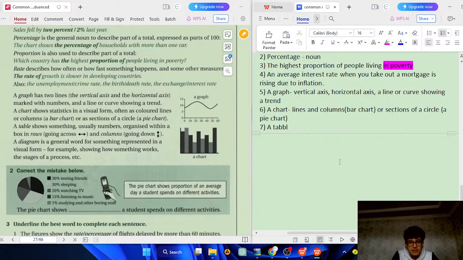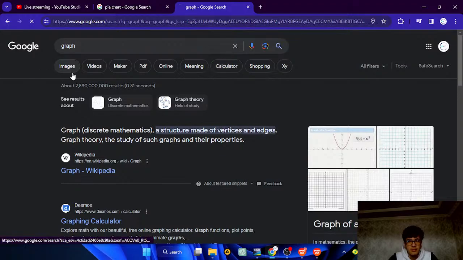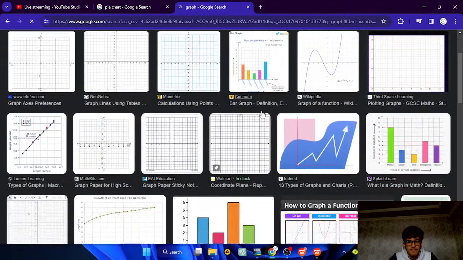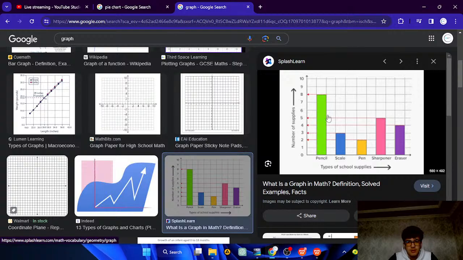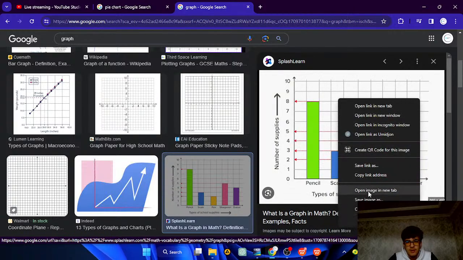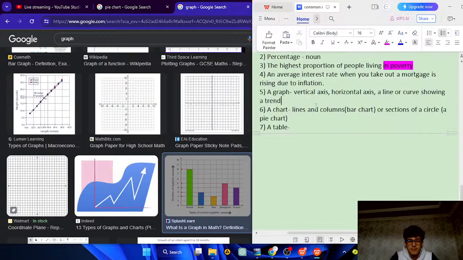A table shows something, usually numbers, organized within a box in rows. Graph, where's graph? Yeah, this is a graph, right? What if I copy the image and just paste it right here? Graph. Oh shit.